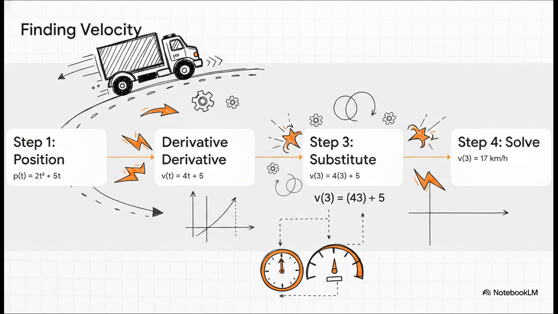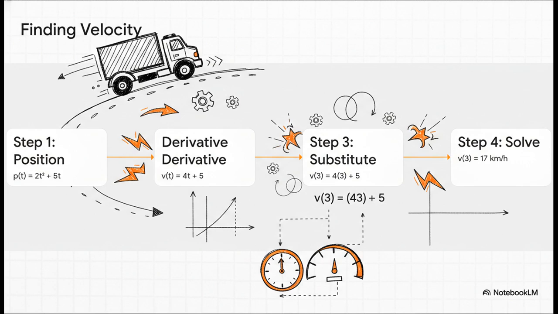The rule states that for any term ax to the power of n, its derivative is n times a times x to the power of n minus 1. Let's apply that to our first term, 2t squared. Here our n is 2 and our a is 2, so we multiply 2 by 2 to get 4, and we reduce the exponent from 2 down to 1. That gives us 4t. Easy enough.